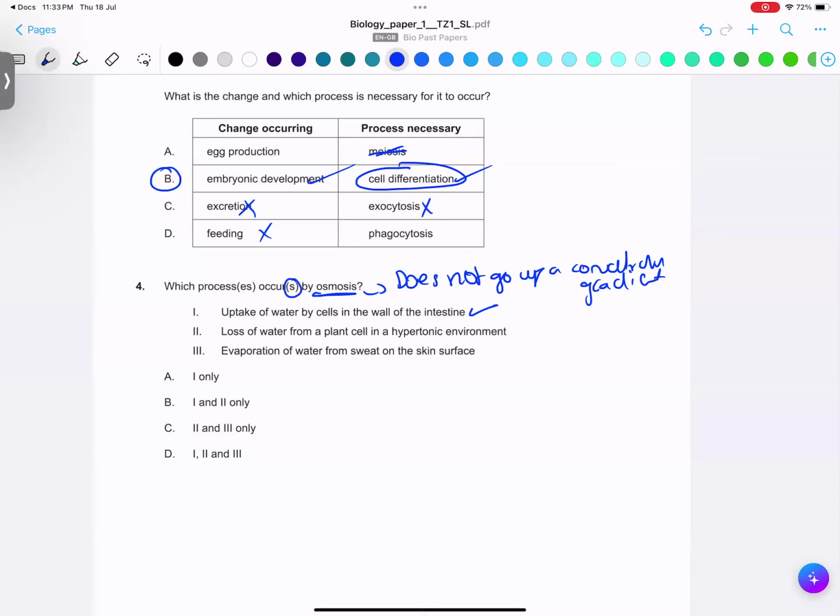Loss of water from a plant cell in a hypertonic environment, this too can happen. For example, the plant can be in soil and the soil is really salty. So the plant ends up losing water due to the salty soil, okay? And then you have evaporation of water from sweat on the skin surface. No, that does not have osmosis take place. And this actually needs a really high amount of energy in order for the hydrogen bonds to break down. So it's just one and two. So let's look for the options that give us one and two. So yes, the answer is B.